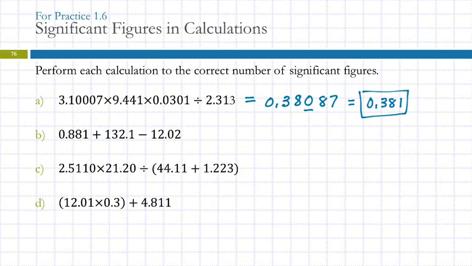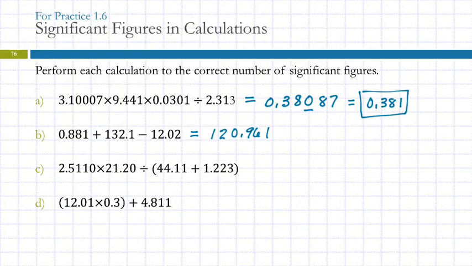Okay, the next one, adding and subtracting. Do not overcomplicate this. Just do it in your calculator. 0.881 plus 132.1 minus 12.02 equals. Usually with adding and subtracting, we don't get ridiculous numbers, so you might just write them all down. 120.961, there's not too many of them.